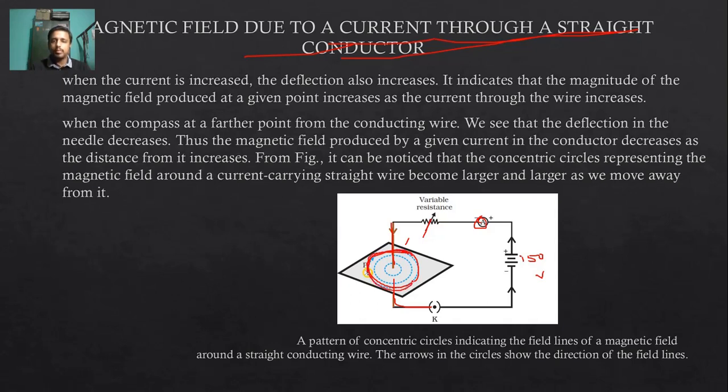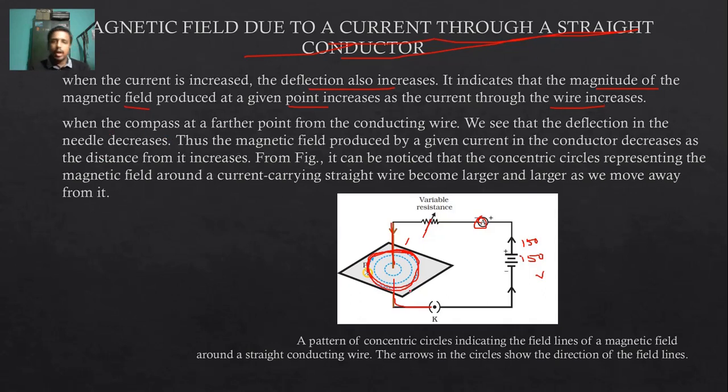The magnetic field in this area, as compared to the previous one, would be more powerful. When the voltage was 50 volt, the field is small, but when you compare with 150 volt, it will be very large. When the current is increased, the deflection also increases. It indicates that the magnitude of the magnetic field produced at a given point increases as the current through the wire increases.